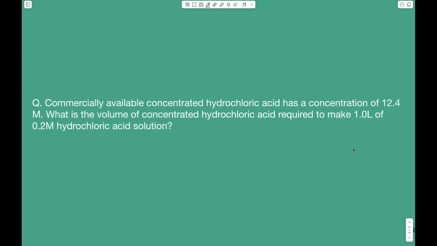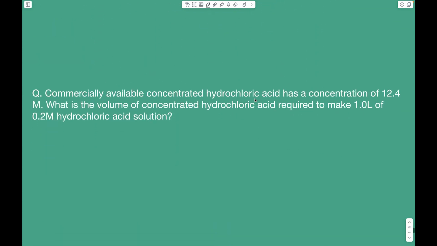What do we have next? Commercially available concentrated hydrochloric acid, that is stock solution of hydrochloric acid, has a concentration of 12.4 M. What is the volume of concentrated hydrochloric acid required to make 1 liter of 0.2 molar hydrochloric acid solution? Again, a simple straight question on the dilution equation, that is M1V1 is equal to M2V2.